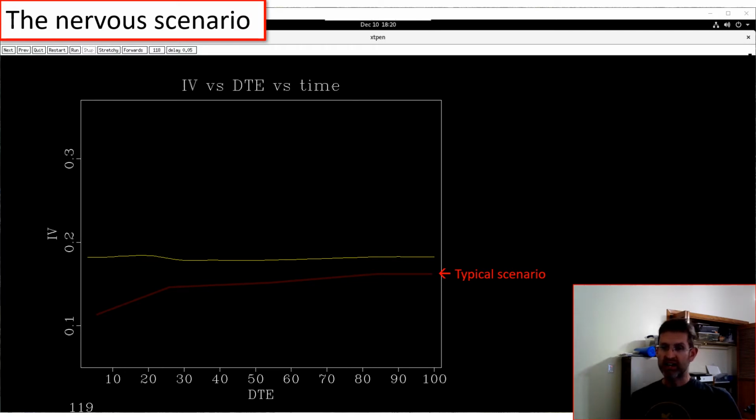Sometimes, though, the markets get nervous. IV rises across the board, and the short-dated options actually rise proportionally more than the long-dated option. And the slope of the IV curve tends to flatten out, like you see here.